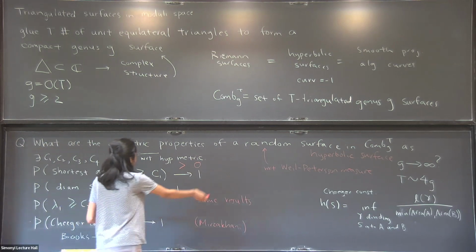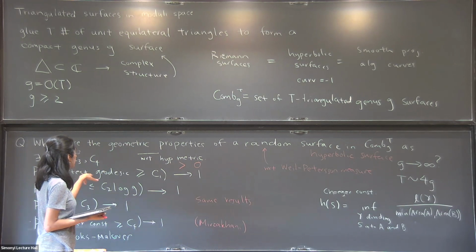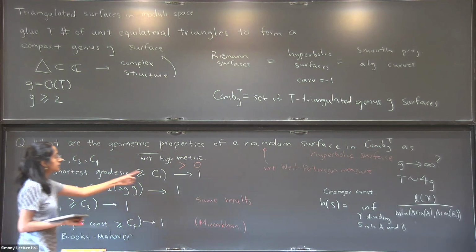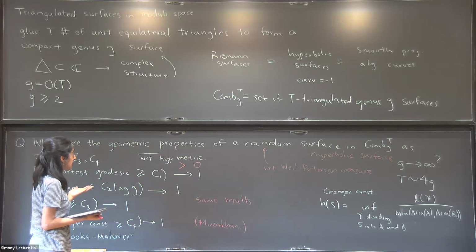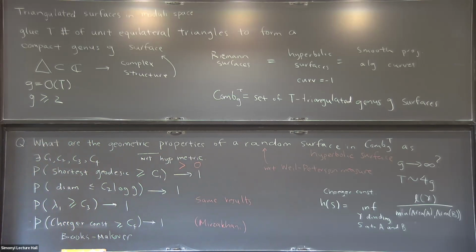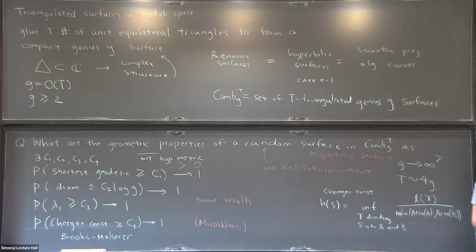Whereas Mirzakhani's results were proved by doing dynamics on moduli space. But the upshot is that there are many questions of this nature that you can ask for a triangulated surface, and then similar questions you can ask for a random hyperbolic surface, and you get basically similar answers. So you would like to understand where triangulated surfaces are distributed among all hyperbolic surfaces. So maybe let me first write down what moduli space is.